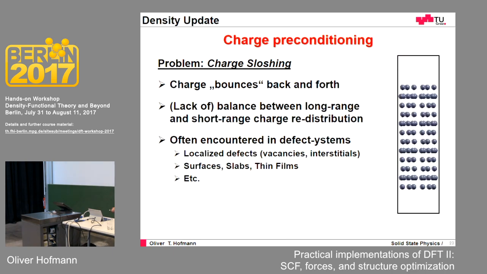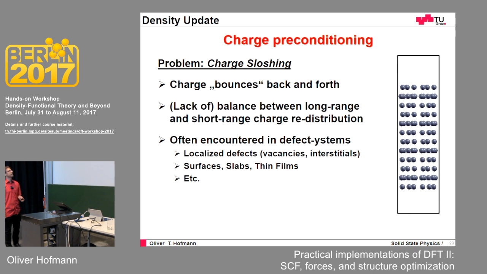Beside the mixing, there is a second part that is especially relevant to band structure codes, and that's called charge sloshing. So what is charge sloshing? Let's assume we calculated our initial guess by a superposition of spherical atom densities, which means that here the electron density would be the same for all atoms. I've shown here a slab of, I think, aluminium, and a slab of aluminium means it has a surface on the top and it has a surface on the bottom. And the surface is a kind of defect, and obviously on the surface the electron density should be different from the electron density in the bulk.